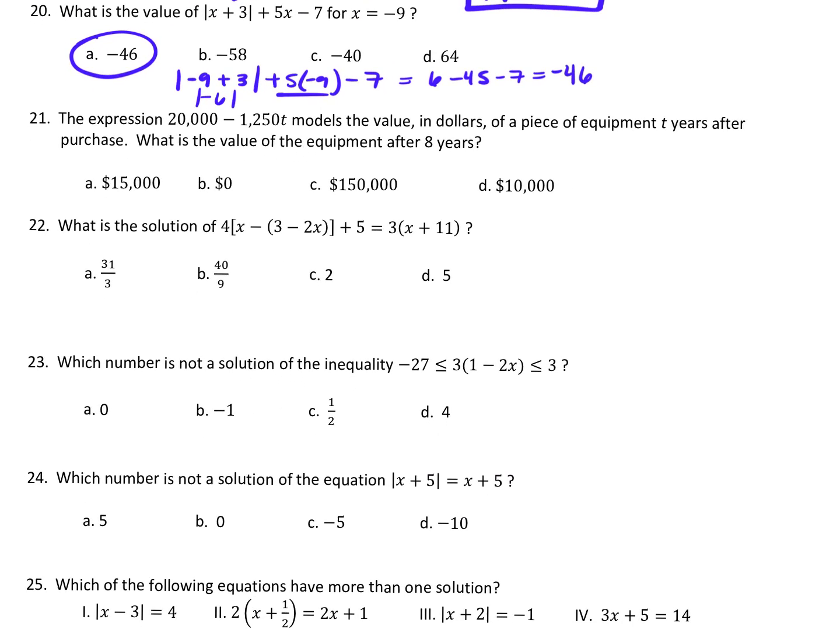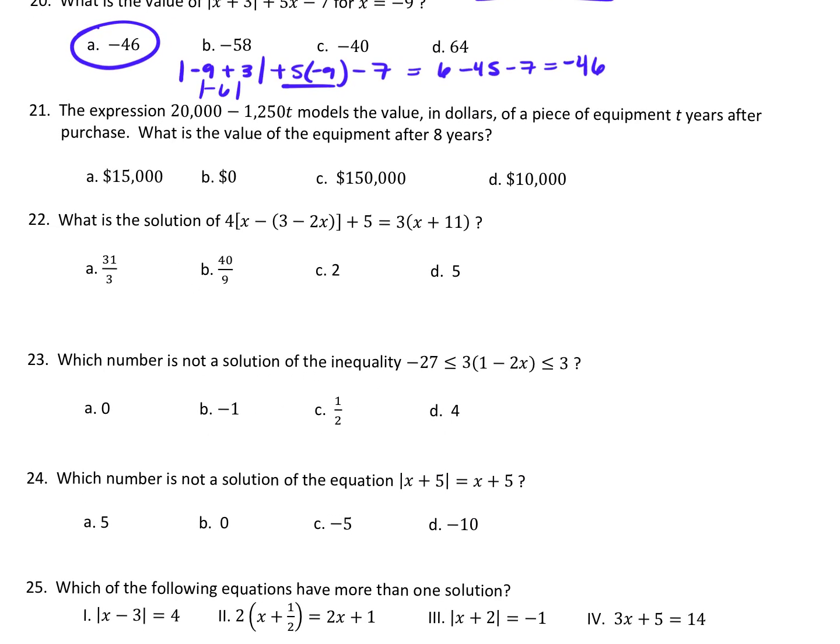Okay. 21. The expression 20,000 minus 1250t models the value in dollars of a piece of equipment t years after purchase. What is the value of the equipment after 8 years? So really all you're doing with this is plugging an 8 in for your t value. So this is going to go here, and then you can plug that into your calculator. You should get $10,000.